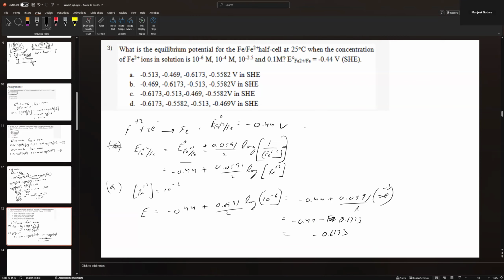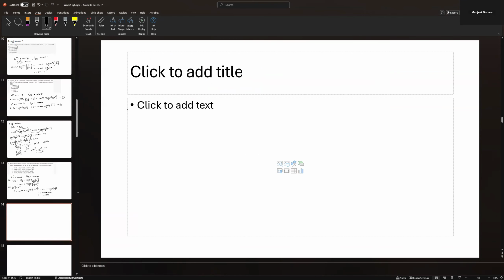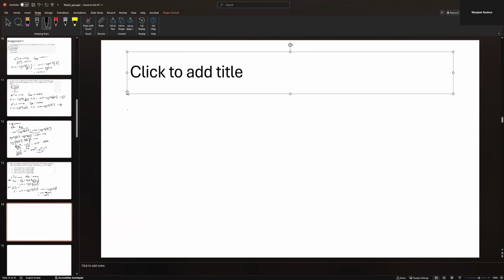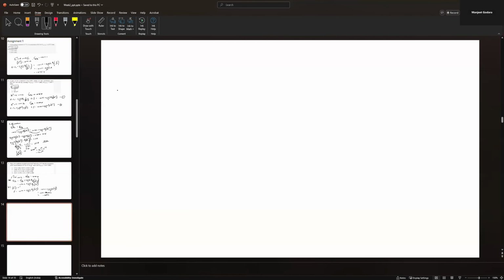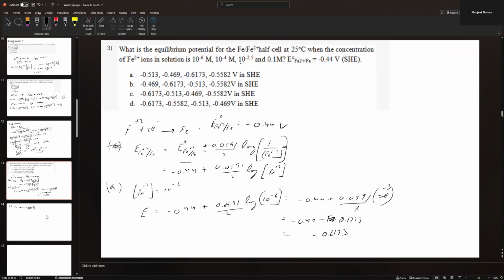So either C or D is correct, and then I think I can try a third one maybe for the C option. Let's see. Again, E is equal to minus 0.44 plus 0.0591 divided by 2 log of concentration, which is 10 to the power of 2 minus 2.5.